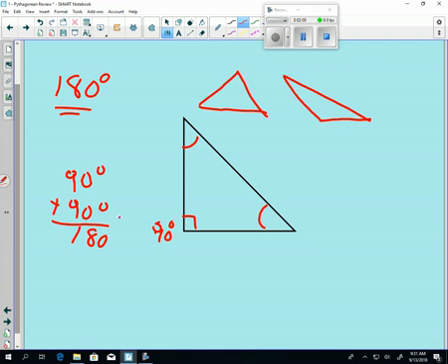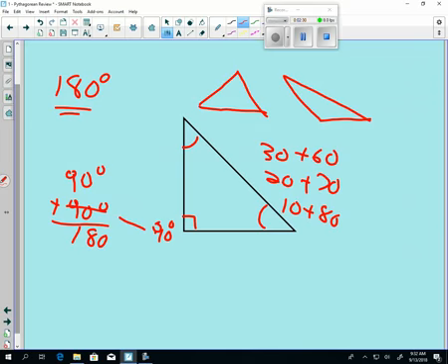So we know one is already 90, so the other two have to add up to 90. That could be 30 plus 60, 20 plus 70, or 10 plus 80. Any combination, as long as they add up to 90. So all three add up to 180 degrees. That's one of the laws of triangles: all the angles equal 180.